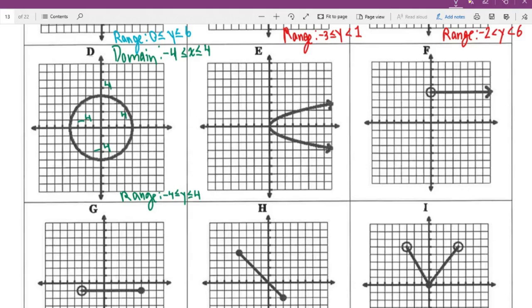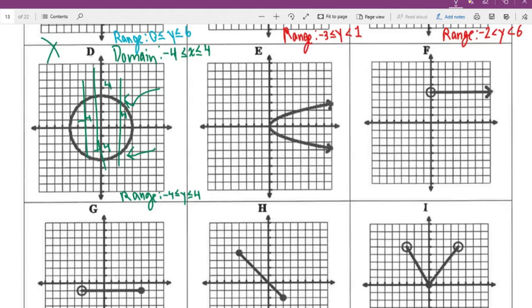So let's figure out if it's a function or not. So this graph fails the vertical line test because it touches here at this point and at this point. So it's not a function.